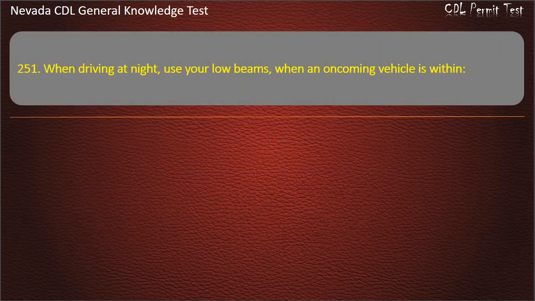Question 251. When driving at night, use low beams when an oncoming vehicle is within 400 feet, 500 feet, or 300 feet. Answer. 500 feet.